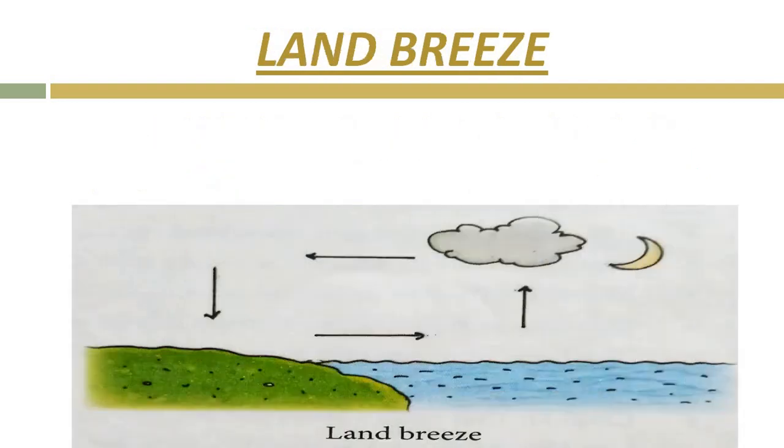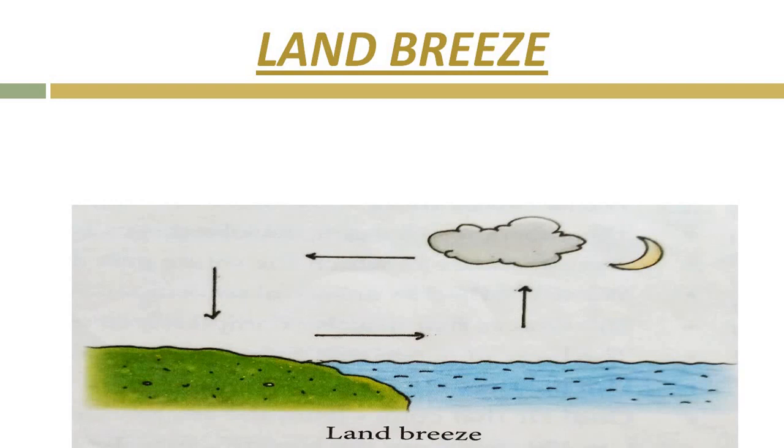Next is land breeze, and the reverse process happens in the night. During night, when there is no sunlight, the land loses its heat more quickly and the water does not lose its heat very quickly and remains heated. Hence, the air over the sea is warmer than the air over the land. Means during night, the air above the sea is warm, but the air above the land is cool.